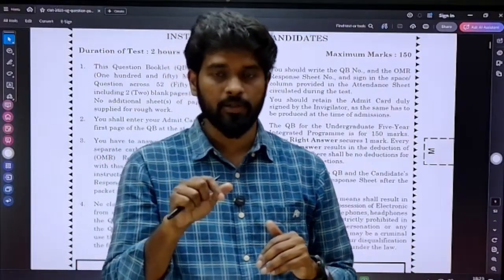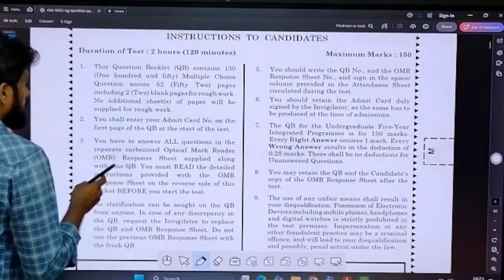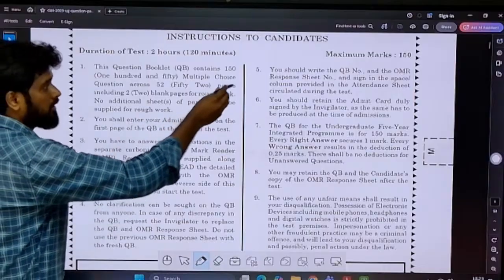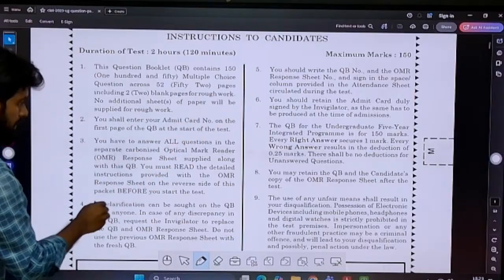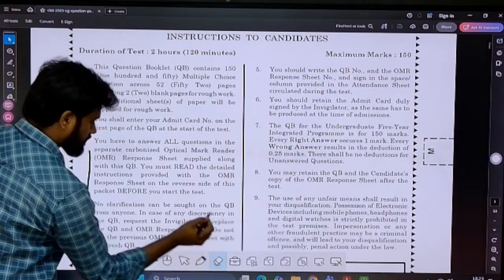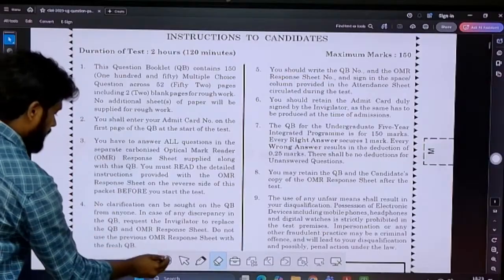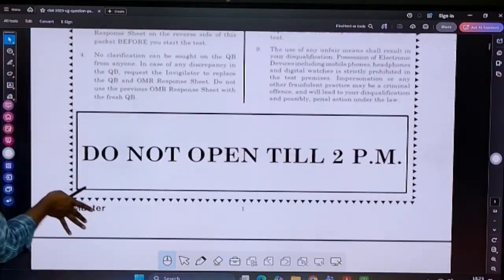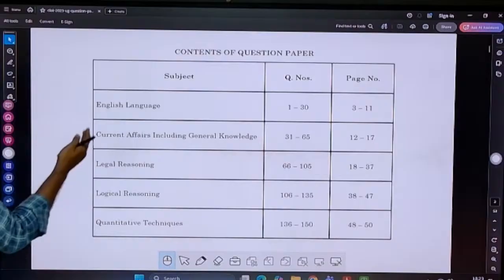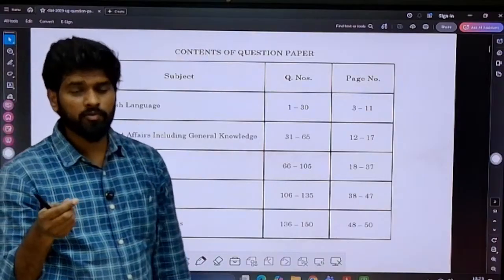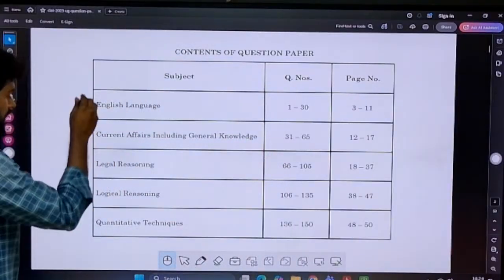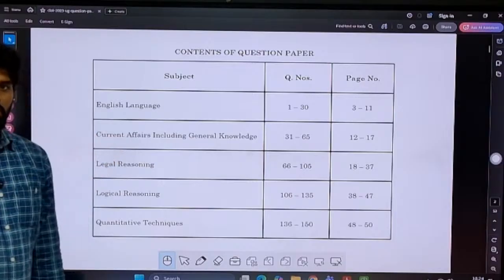Now, you know very clearly the duration of this CLAT is 2 hours, and we have a maximum of 150 marks. If you see the contents of the question paper, you have a booklet of question paper, which everyone knows. In the booklet, you have 5 sections.